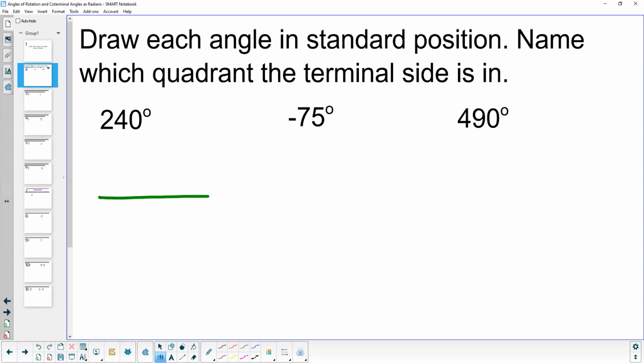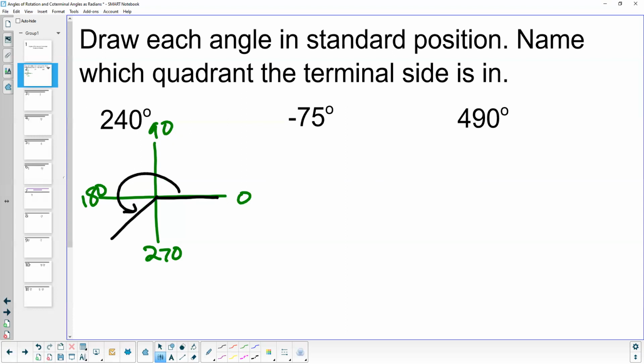So when it comes to degrees, we start by drawing our little axis here that goes 0, 90, 180, 270. Then we draw our starting side or our initial side. We draw our terminating side right where that 240 is, which is in between here. And we draw our arrow going in the direction that we go. Now, if it's positive, we're going to go counterclockwise. If it's negative, we go clockwise. And that's how we can draw our angle there. Then we want to decide which quadrant it ends in. And in this case, it ends in quadrant 3.